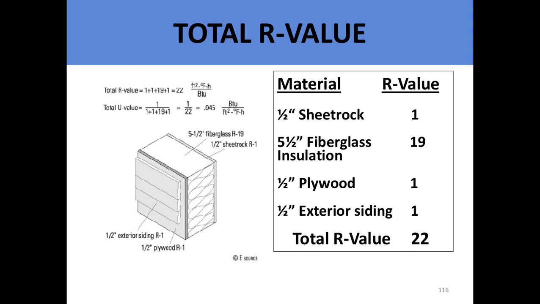So if you have a wall, okay, to find the total R value, you add up all the R values of the wall. In this case, we have a 1/2 inch exterior siding with a value of R1. We have 1/2 inch plywood with R1. We have 5.5 inches of fiberglass, R19, and we have 1/2 inch sheetrock with R1. So what you do is you add all of these R values, 1, 1, 1, and 19. So we have an R22. Then we take the reciprocal of that. So to find our U value, we have 1/22, which is 0.045. Gives us our U value.